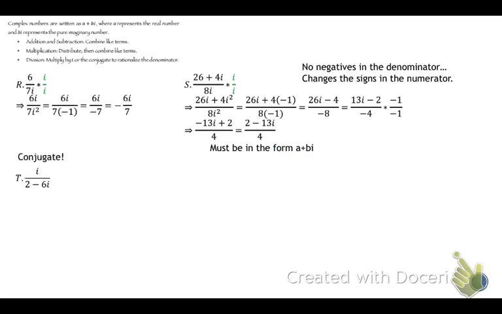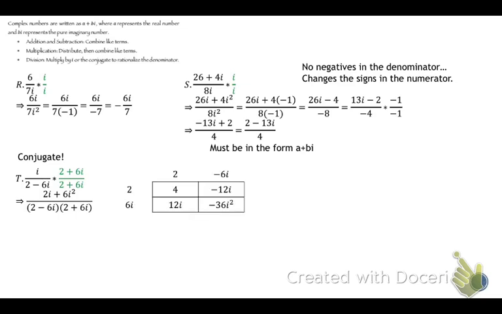All right, this is one where we have to do the conjugate. Remember, conjugate, you just switch that middle sign. So we're going to multiply by 2 plus 6i and 2 plus 6i. Well, if we use the box to multiply this, we can see that 2 times 2 is 4. Negative 6i times 2 is negative 12i. 2 times 6i is 12i. And then negative 6i times 6i is negative 36i squared.